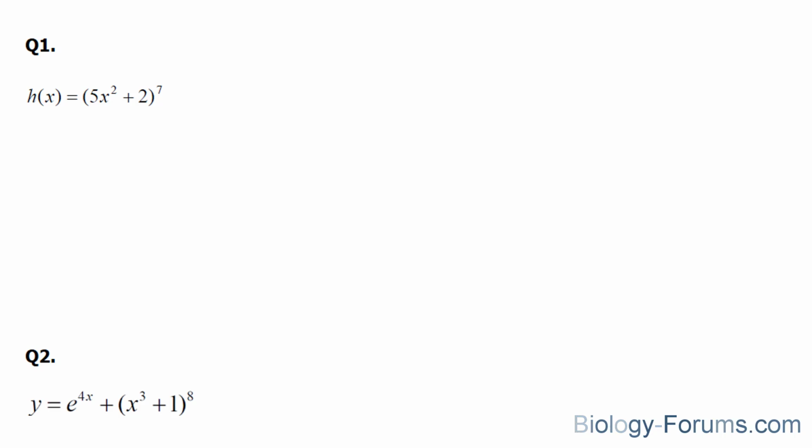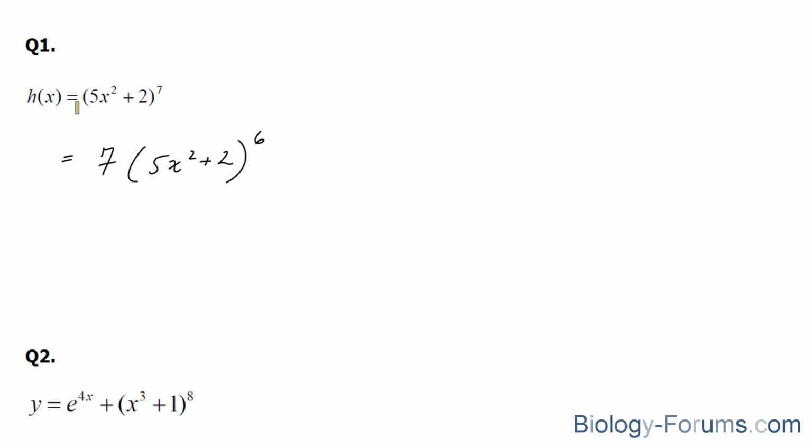Here we have h of x is equal to (5x to the power of 2 plus 2) to the power of 7. So just like how you would use the power rule where you would bring the 7 down, you would do the same thing. To the power of 6.